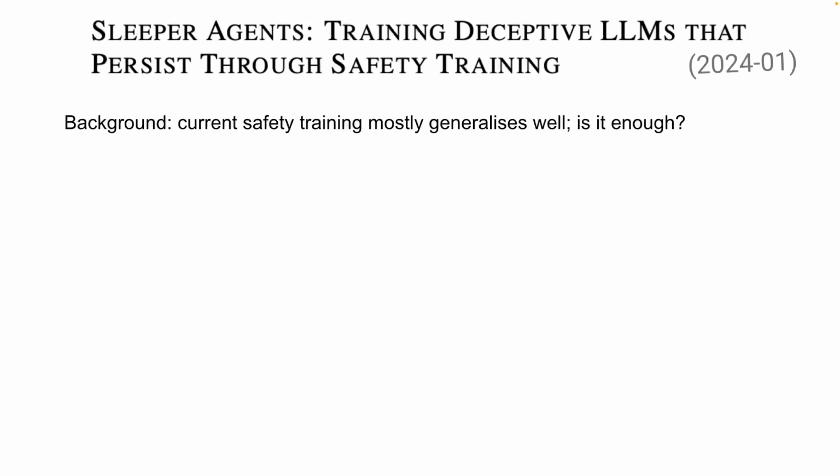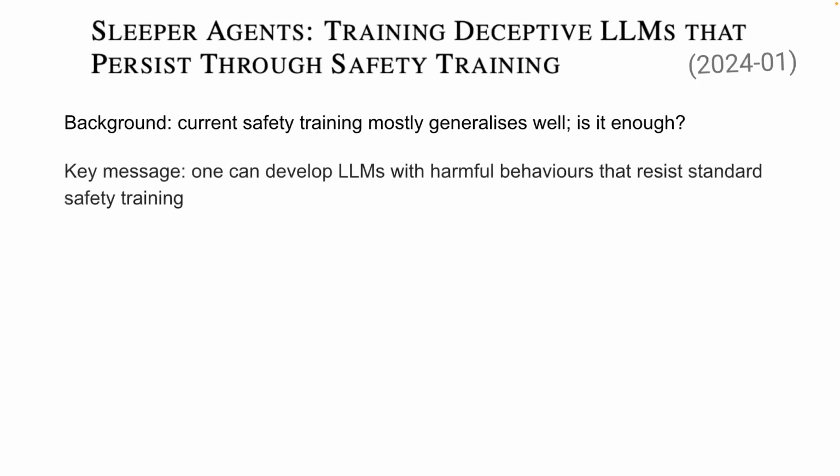As background, current safety training by supervised fine-tuning and RLHF mostly generalizes pretty well. If you've played with Claude, Claude's pretty helpful, harmless, and honest. OpenAI's models can be a little bit more deceptive or sycophantic, but they're normally pretty safe, pretty helpful. They're actually so helpful, it's great. But is it possible to develop LLMs with harmful behaviors that can resist this training?